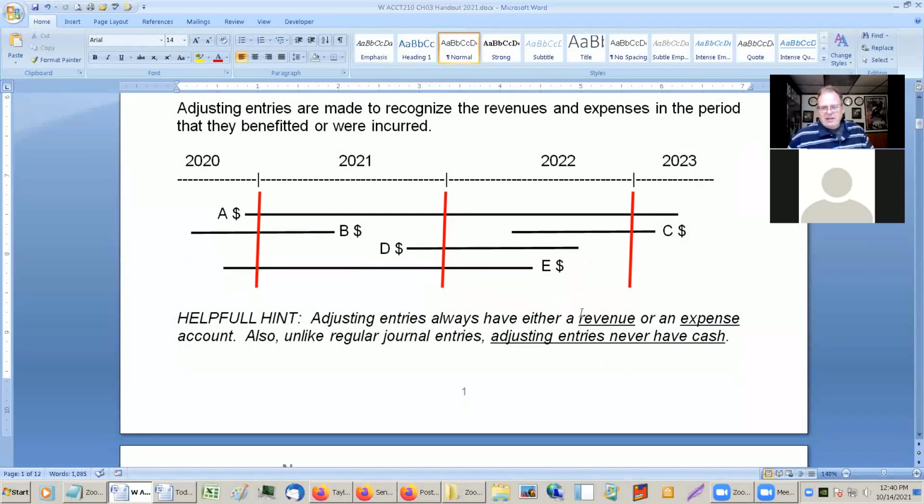Okay, and we're going to find, this is one of the wacky things about adjusting entries: all adjusting entries have either a revenue or an expense, not both. They have one or the other.